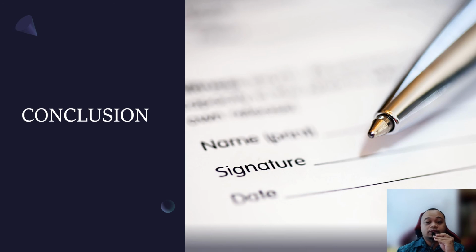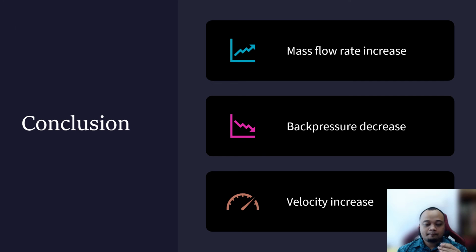So, what is the conclusion in this study? The conclusion I got from my modification of the exhaust muffler is three. Number one is that the mass flow rate of the exhaust gas increased. Number two is that the back pressure inside the exhaust muffler decreased. Number three is that the velocity of the exhaust gas through the exhaust muffler increased. With these three conclusions from the process of modifying the exhaust muffler design, it can make the engine perform better and reduce the burden on the engine.